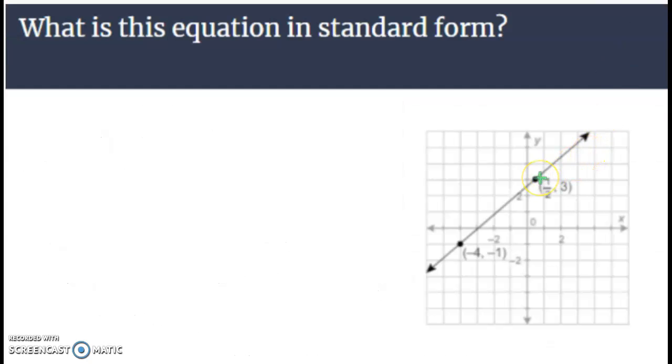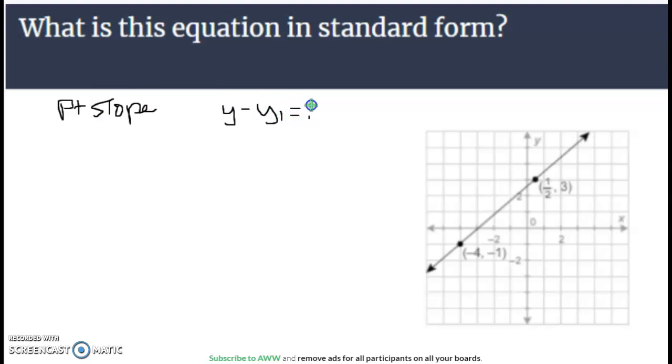So I've got another one. Now all we're going to give you is a graph of a linear equation. We don't know really anything about it other than 2 points on the line, so we don't even know the slope yet. It doesn't look like it's very easy to count either. So we're going to have to use the slope formula. We're going to start out with point slope form: y minus y1 equals m times x minus x1.